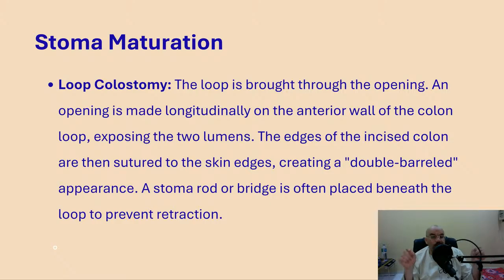In the loop colostomy, because of the opening itself, it will be from the upper side of the colostomy, and it will be longitudinal, compared to the end ostomy that will be cut in this way. Because it will end with two lumens, the edges of the colon are sutured to the skin edge, creating a double parallel appearance. And the stoma rod or bridge is often placed behind the loop to prevent retraction. And this can affect the skin near the stoma.